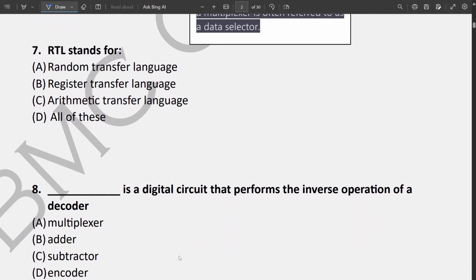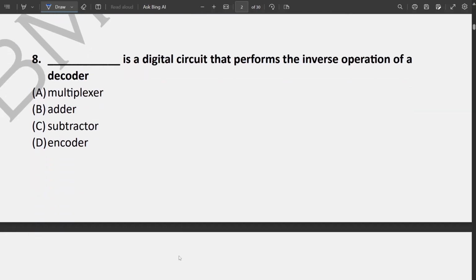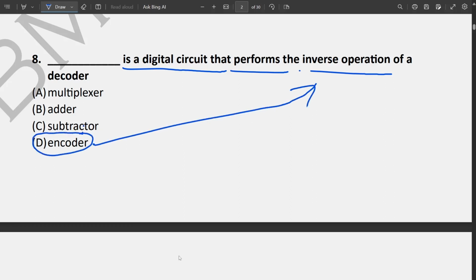Next. RTL stands for Register Transfer Language. Next. A digital circuit that performs the inverse operation of a decoder. The answer will be encoder. Encoder is just the inverse of decoder.